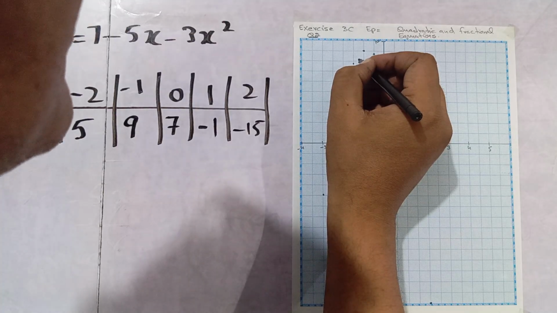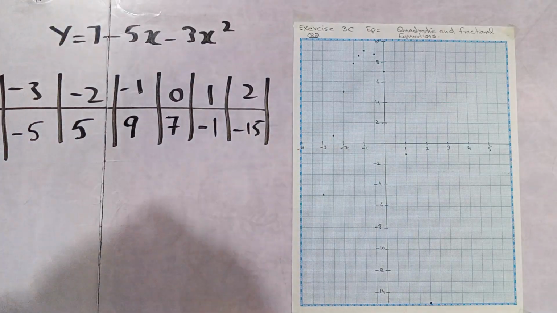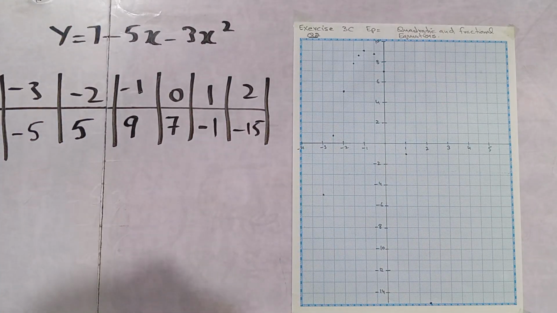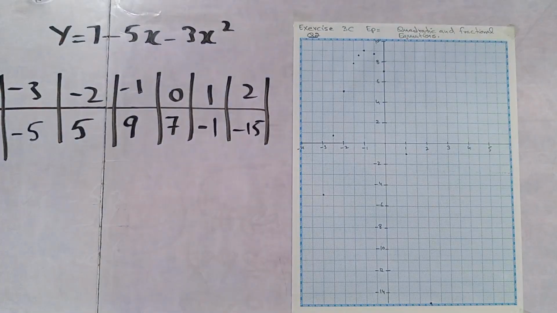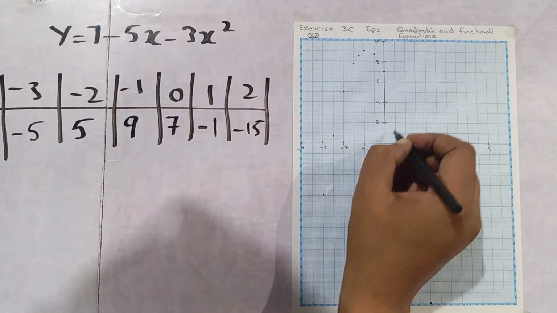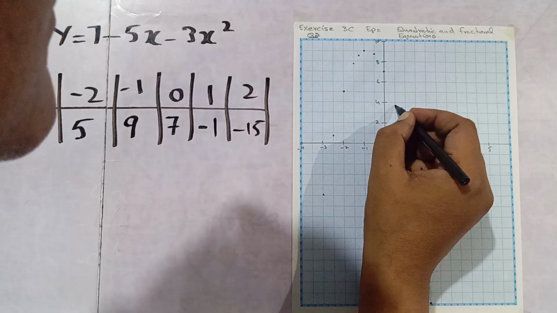So this is 1, 2, 3, 4, 5. This is approximately here. So I can take a point here at 0.5 to make the graph more smooth. 7 minus 5 multiply 0.5 minus 3 multiply 0.5 and square. And that point is 3.75. At 0.5, the answer is 3.75. 3.75 will be 1, 2, and here.